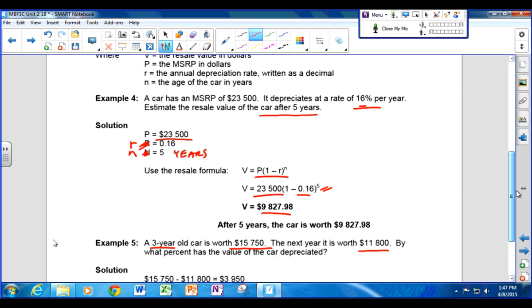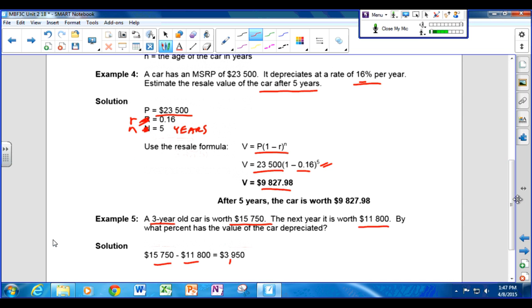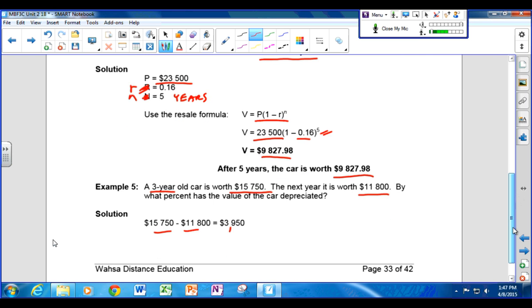So you can see how to use that. This is a matter of just coming up with the numbers, the R, the depreciation rate, and the N, which is the number of years. It's per year, usually. And you can plug that in. It's a short little calculation.